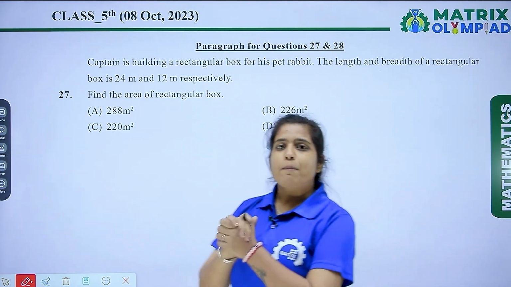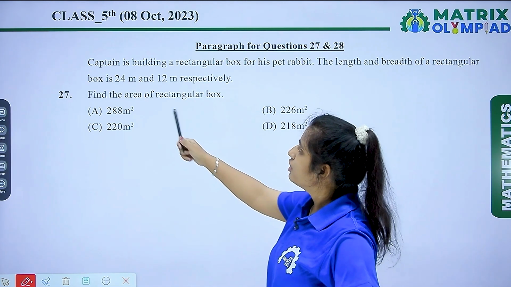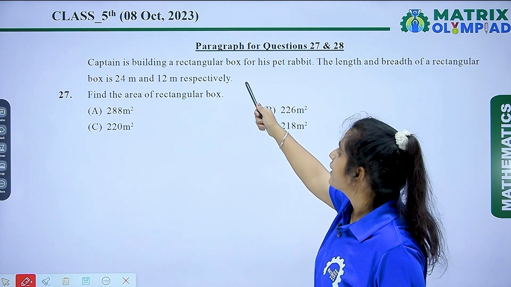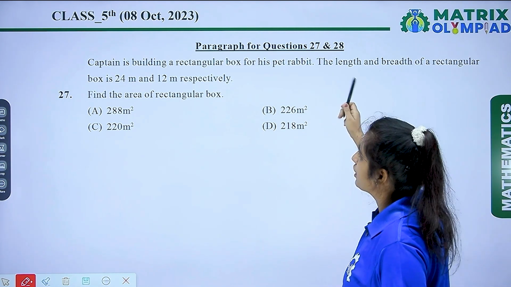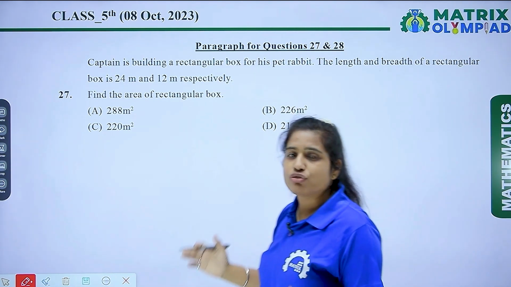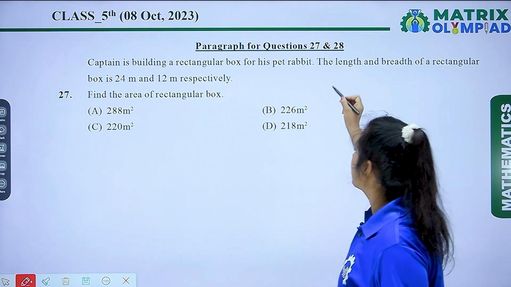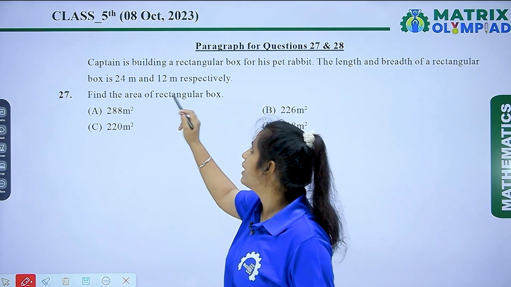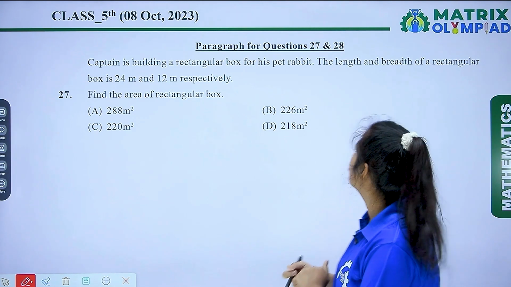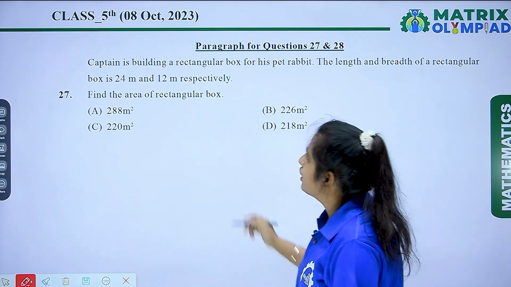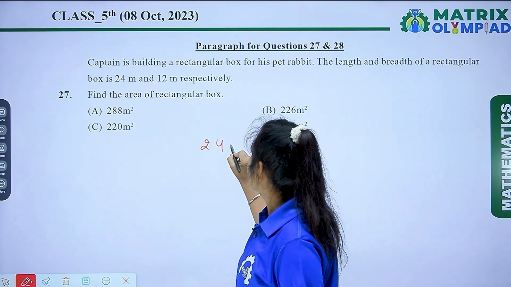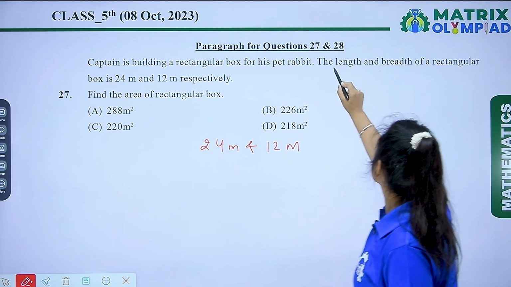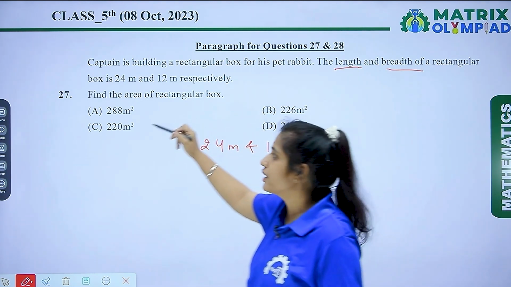The next question is based on the paragraph. Now here, Captain is building a rectangular box for his pet rabbit. तो ये एक रेक्टेंगुलर बॉक्स फॉर्म कर रहा है अपने पेट के लिए और उसके पेट है रैबिट. Now here the length and breadth of a rectangular box is 24 meter and 12 meter respectively. तो उसके पास जो लेंथ और ब्रेथ है रेक्टेंगुलर बॉक्स की वो है 24 मीटर एंड 12 मीटर. तो यहाँ पर आपको क्या दे रखा है? लेंथ एंड ब्रेथ आपको गिवन है.